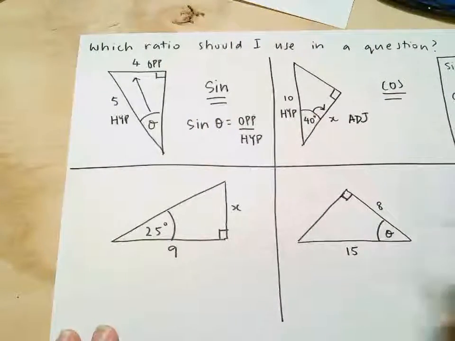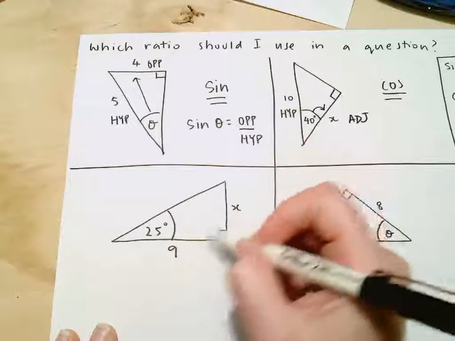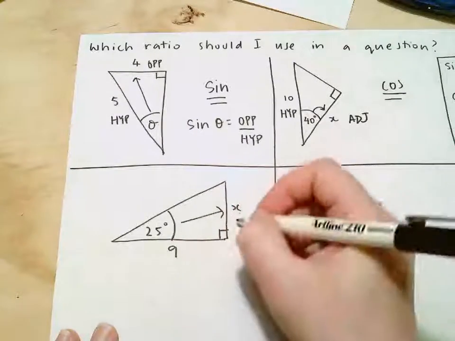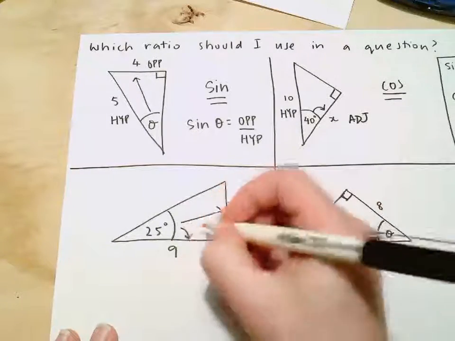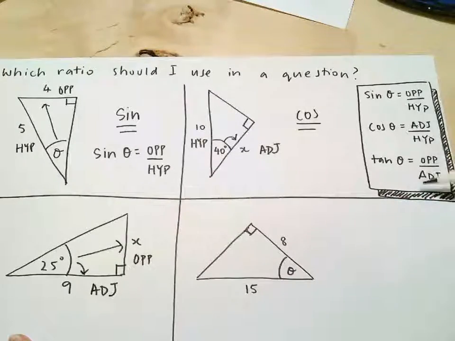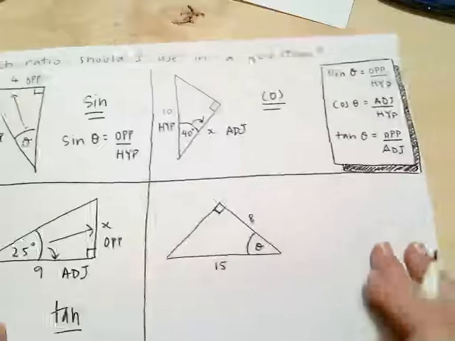I have a look at this one. Here's my angle here. So I need to look at how I'd label these two sides that I'm given. Well, this one is opposite my angle, so it's the opposite side. This one is adjacent, so it's the adjacent side. I look at my ratios, which one involves opposite and adjacent? It's this one here, the tan ratio. So I'd be using tan for this question.